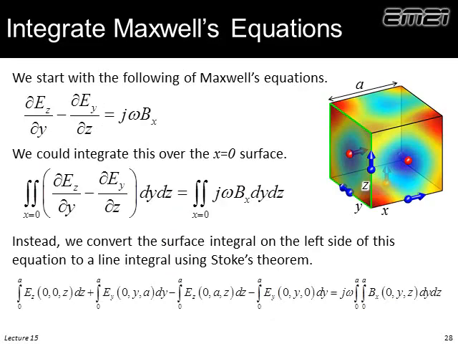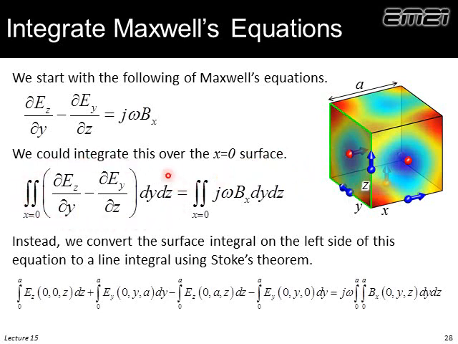So let's start with one of Maxwell's equations. We'll start with one of the curl equations, calculating the Bx component from the curl of the electric field. Well, we can integrate this over the x equals 0 surface. So I'm outlining the surface, and we will integrate both sides of this equation over that surface, and we end up here. Now we will apply Stokes' theorem.